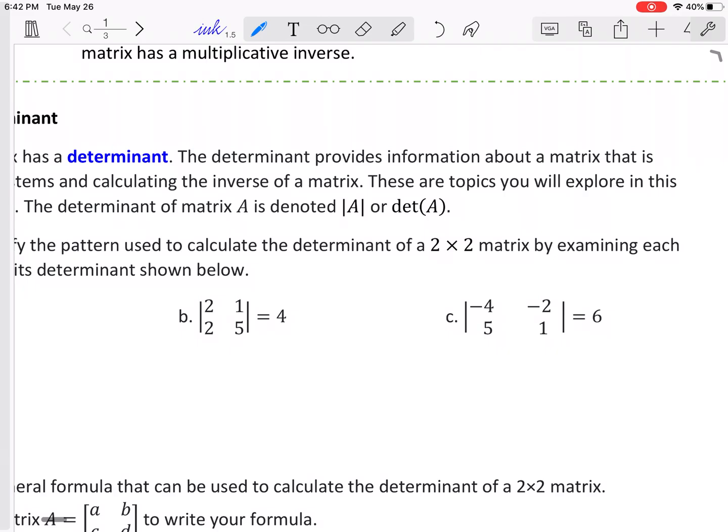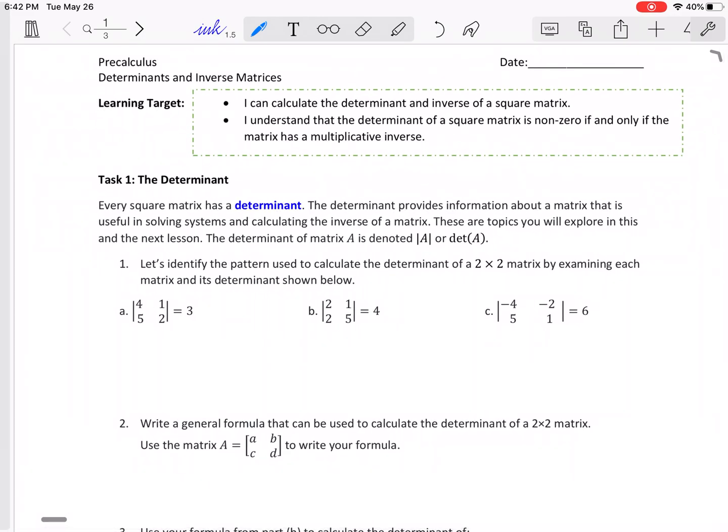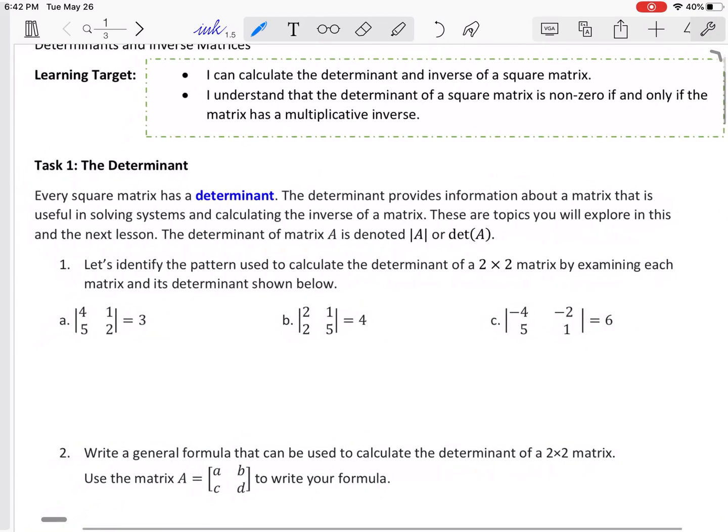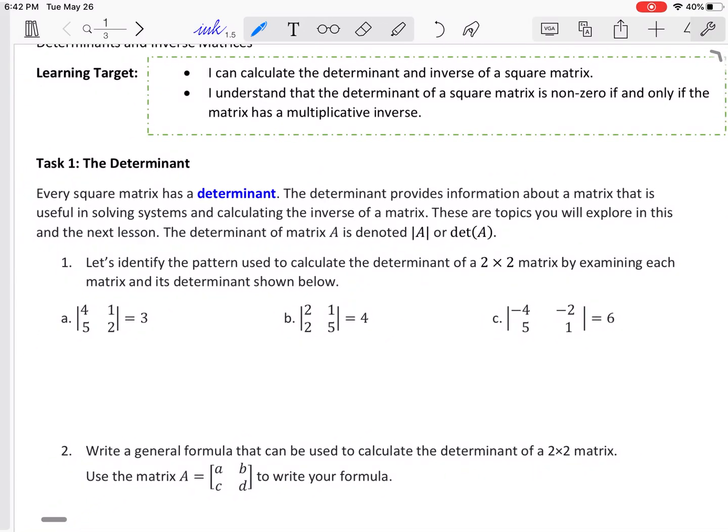It's going to provide us information about a matrix that's useful in a couple cases, particularly solving systems and calculating the inverse of a matrix. So these are topics we're going to explore in this lesson and the next lesson.